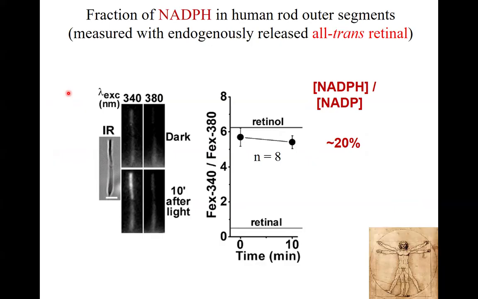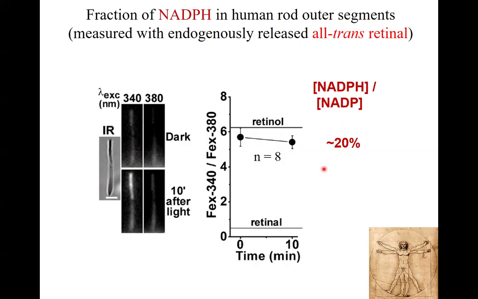We could not get any pigment. But in some cases, we were able to get pigment. In some cases, we also regenerated the photoreceptor cells. But this is with endogenous all transretinal, same as in the mouse. And you can see the dark state, 10 minutes after light, 340/380. This is retinol, pretty much retinol actually, 80% retinol. And we do the same thing for the human. And this corresponds to an NADPH of around 20%.